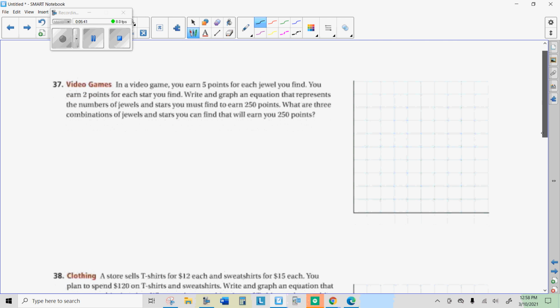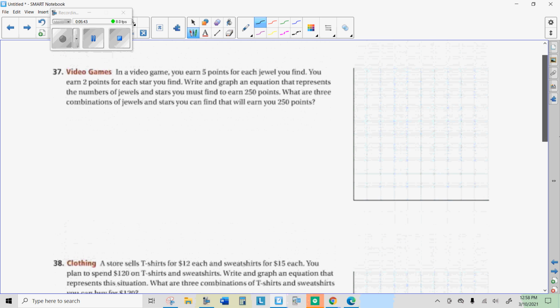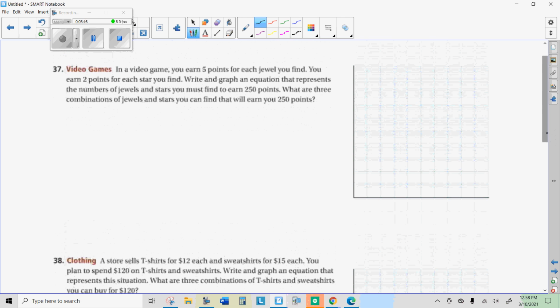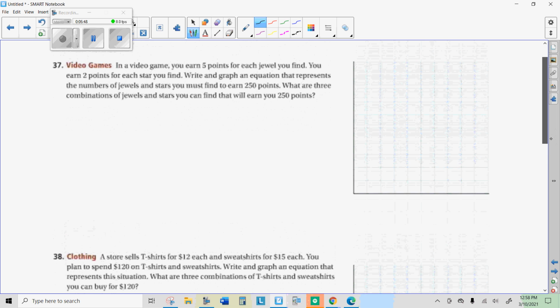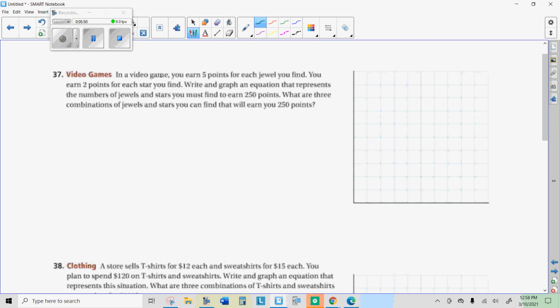I'm going to just do one of these problems with you so that you can see how you write equations in standard form. So it says in a video game you get 5 points for each joule you find. You get 2 points for each star you find. Write and graph an equation that represents this. This is like perfect for standard form. Because you have 2 different ways of getting points and you have a total. Whenever that happens, you probably want to use standard form.